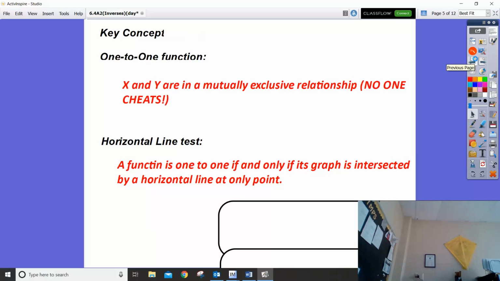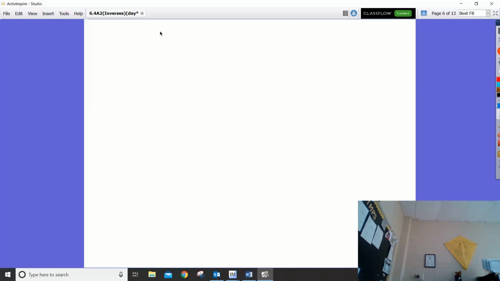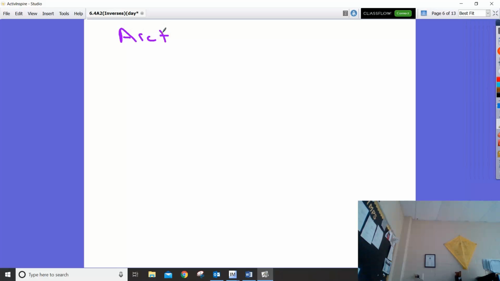Okay, let's insert a page. Let's see. Are the functions shown one-to-one?